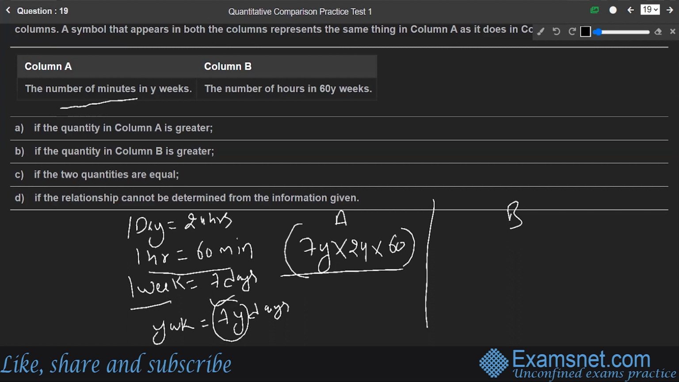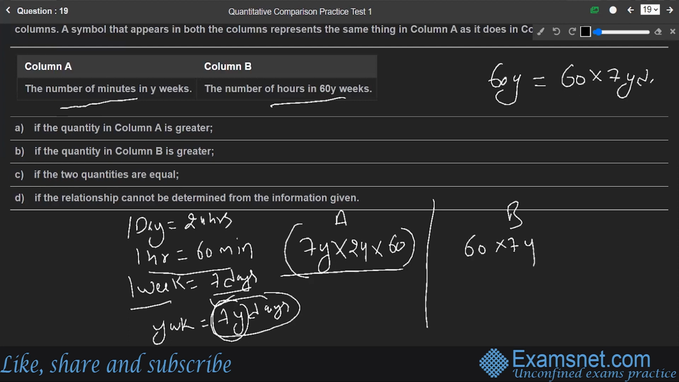Column B says the number of hours in 60Y weeks. First of all, we need to find the number of days. 1 week has 7 days, so Y weeks have 7Y days. So 60Y weeks will have how many days? 60 into 7Y days. So these are the total number of days with us.